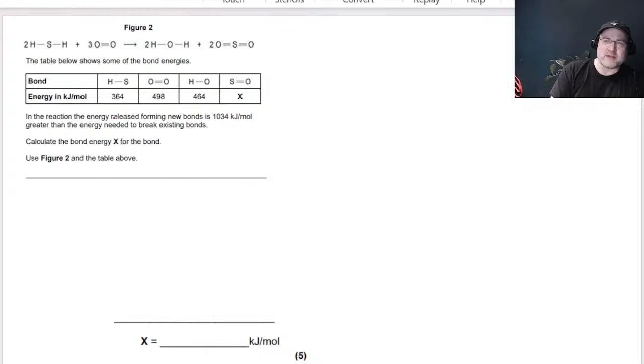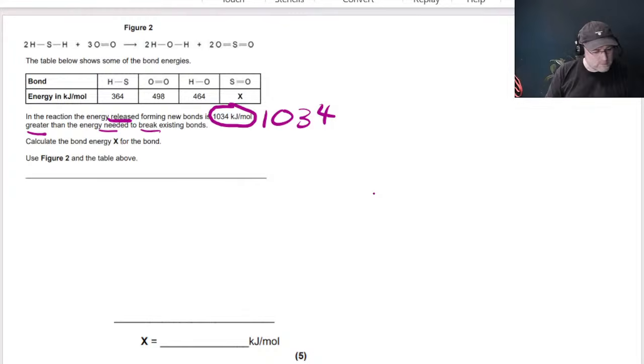In the reaction, the energy released, so always tag up and write over your paper, forming new bonds is 1034, just for those of you that can't see that. It's 1034 greater than the energy needed to break bonds. That energy released is always exothermic. So the energy released is exothermic. Calculate the bond energy for X.